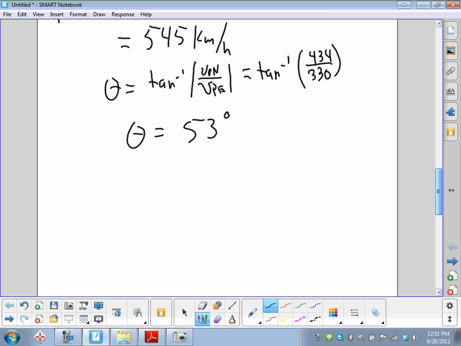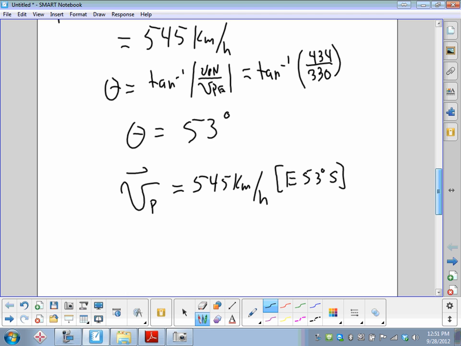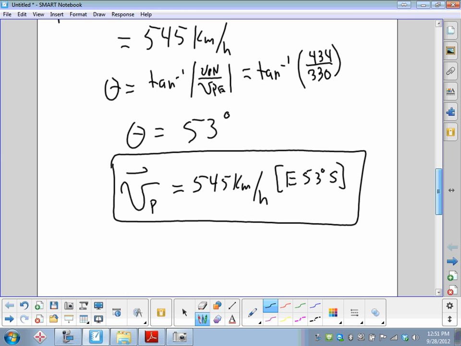So putting everything together, the velocity of our plane needs to be 545 kilometers an hour on a heading of east, because it's a positive value, 53 degrees south, because our component is negative. So if our plane's velocity is that, combined with the wind, we get a resultant velocity which will get us to where we want to go in the time allotted.